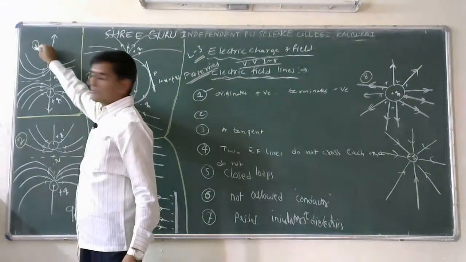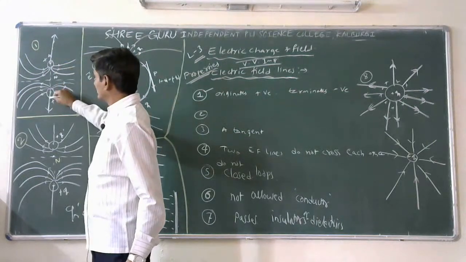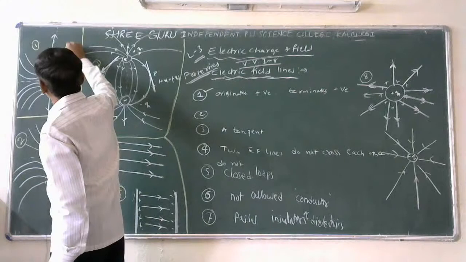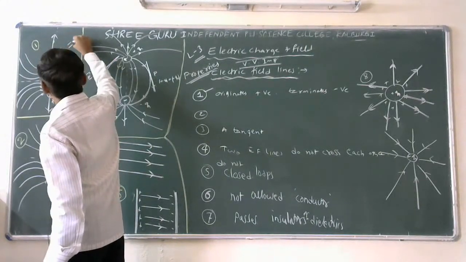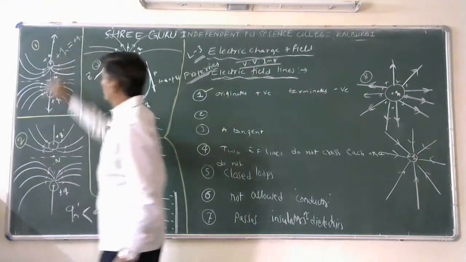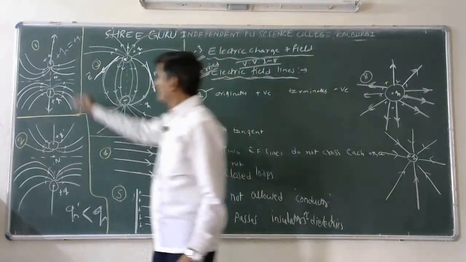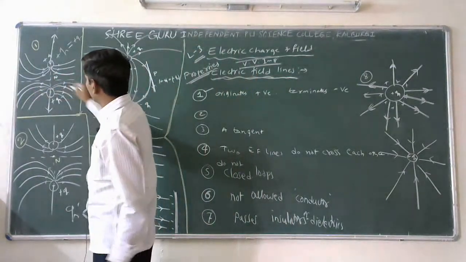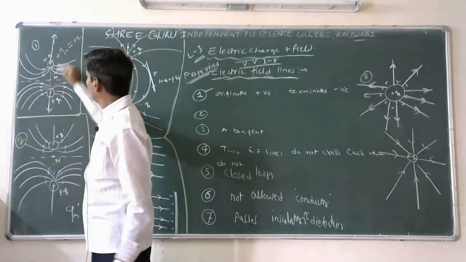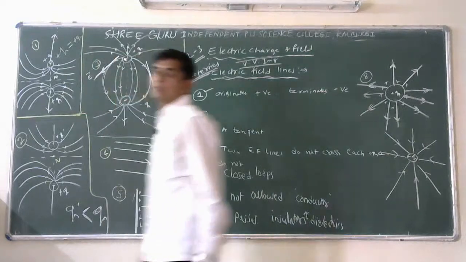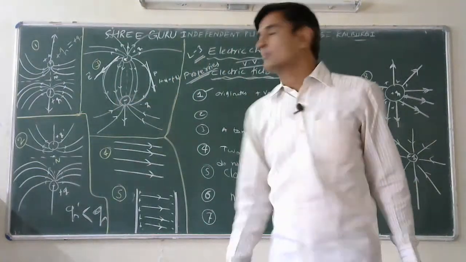So, figure number 1. Here, there are two charges, plus Q and plus Q. Both the charges are equal in magnitude and of the same nature. Then electric field lines are drawn like this, and this N will indicate the neutral point.